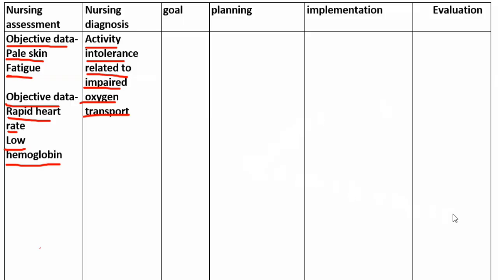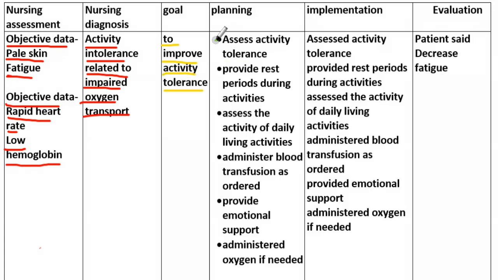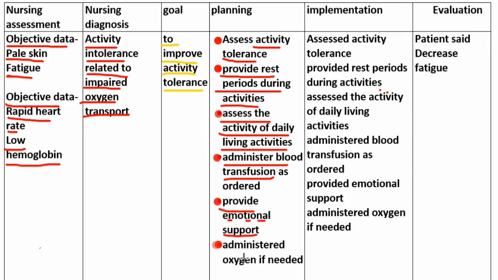Goal: to improve activity tolerance. Planning. Assess the activity tolerance. Provide resting periods during activities. Assess the activities of daily living. Administer blood transfusion as ordered. Provide emotional support. Administer oxygen as prescribed.